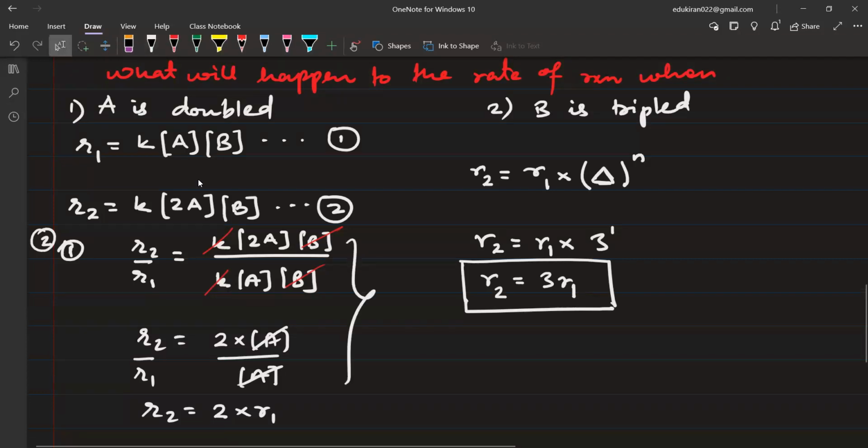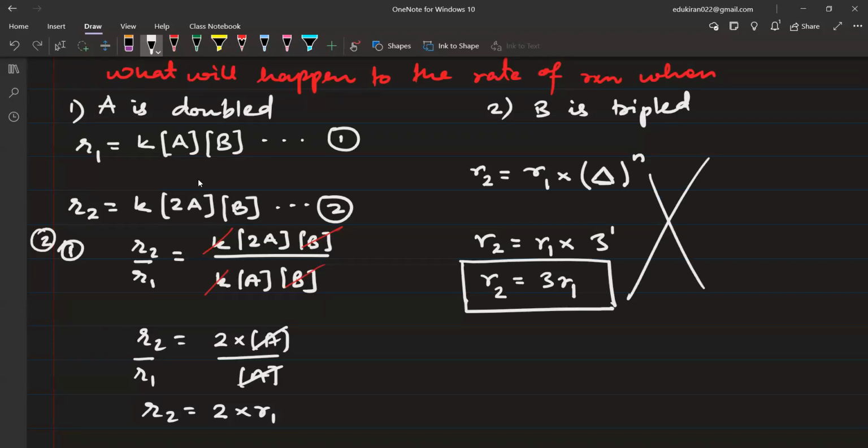This is the long method, as you can see. I know you can do this by this method also. If you ask me about boards, then in boards, if B is tripled, you did not show anything, and you just wrote that the rate will be tripled. You will get complete marks.